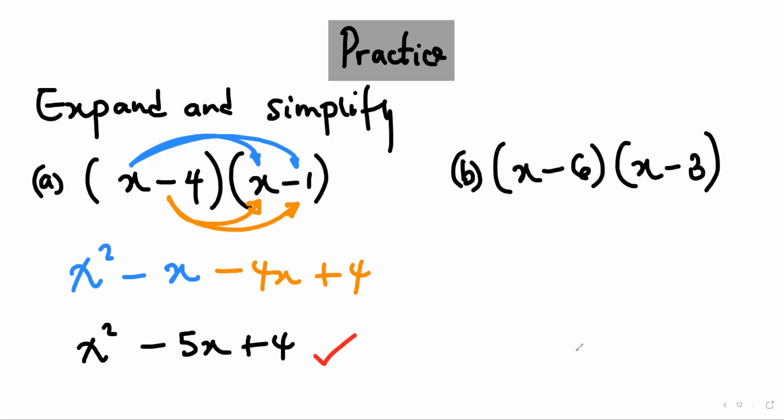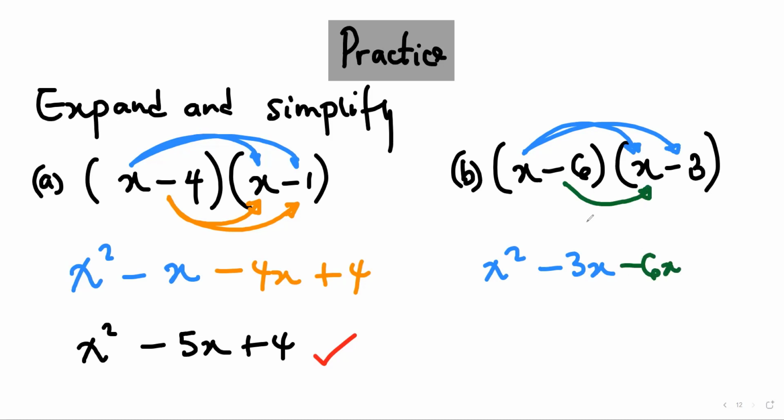Okay. And then we take the next one here. Again, we take the same process. We go x times x. That's going to give you what? x squared. And next, x times minus 3 is minus 3x. And then we go minus 6 times x, minus 6x. And finally, we take minus 6 times minus 3, which is plus 18. Good.